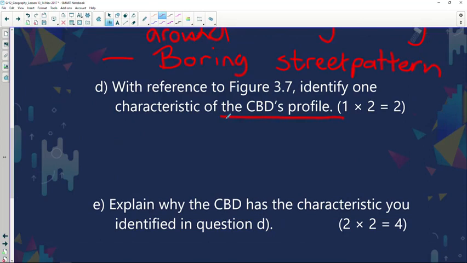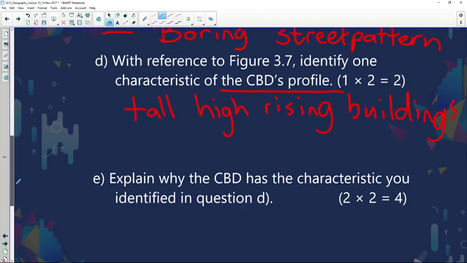With reference to figure 3.7, identify one characteristic of the CBD's profile. And like I've just mentioned now, it is the tall, high-rising buildings. The reason why the tall, high-rising buildings is because of the property value, very expensive and is difficult to expand. Many places can't afford to be in the CBD, so what happens over time? Decentralization takes place.